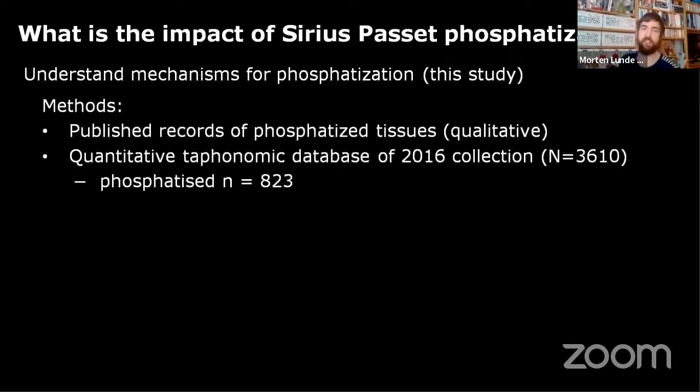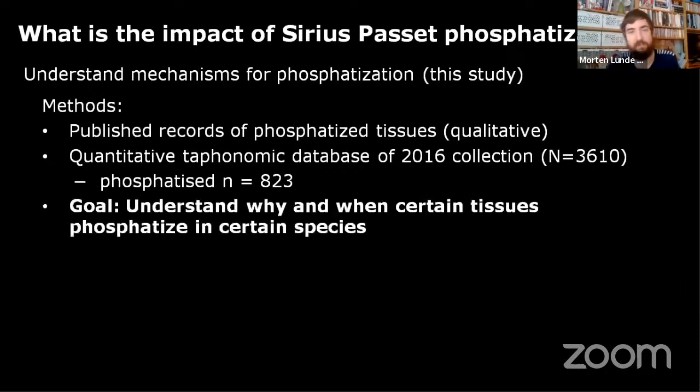And this is part of my PhD. And for these preliminary results I'm going to show here, we've used the published records of phosphatized tissues and also a quantitative database of which tissues preserve in which species based on the 2016 collection. And here we have over 800 phosphatized specimens. So the ultimate goal is to understand, based on the Sirius Passet material, why and when certain tissues phosphatize in certain species. And then hopefully this can also help us understand the biases that operate in other Lagerstätten as well.